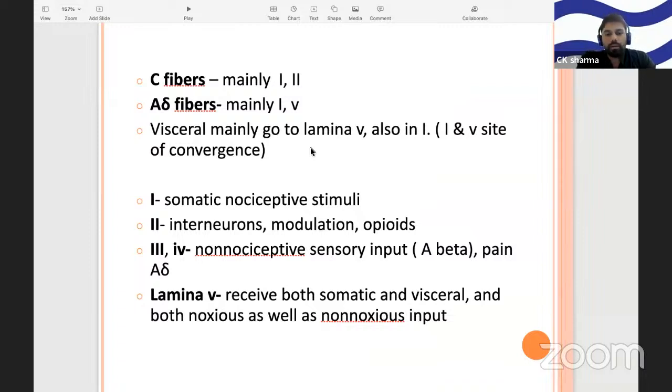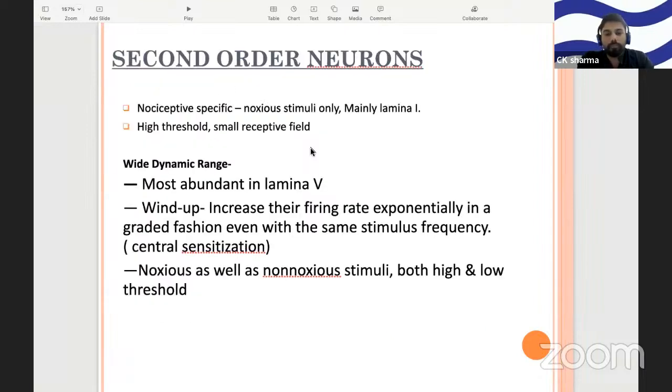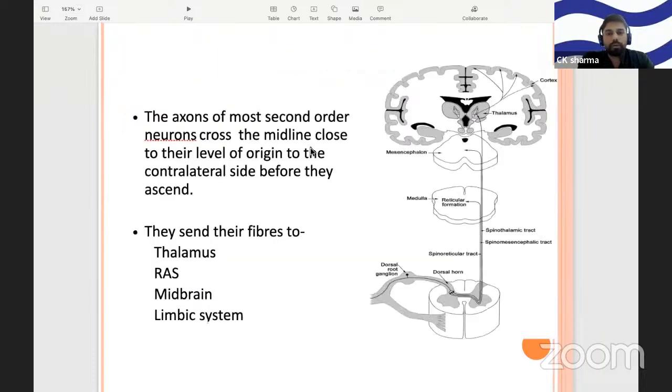Second, we have interneurons. So in the modulation pathway, first and second order neurons are connected through interneurons. These are present in the second lamina. Third and fourth laminae have non-nociceptive sensory inputs, A beta and some A delta fibers. Lamina fifth receives both somatic and visceral, and both noxious as well as non-noxious stimuli. Second order neurons we have discussed. This is the pathway we have already discussed.